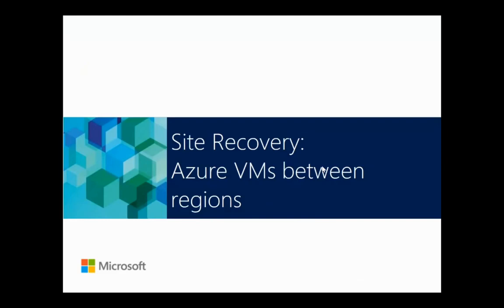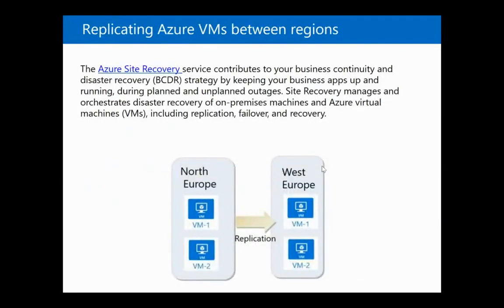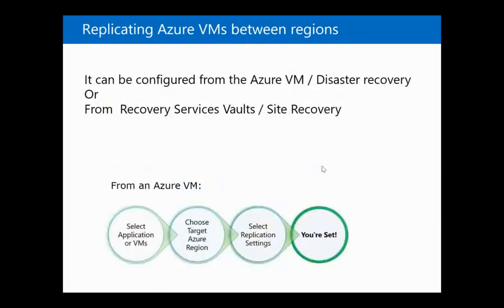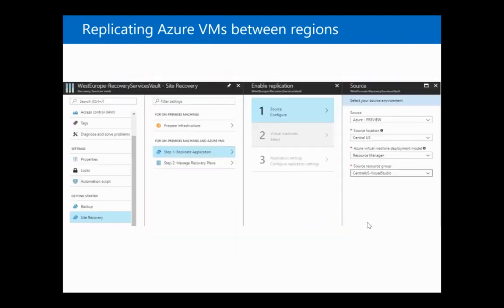Then site recovery between Azure virtual machines from one region to another region. It is pretty straightforward. From the Azure virtual machine, we need to select the applications or VM, select the target, select the replication settings, and you are set. We will do it in a while. For this as well, we will do a demo for everyone. Because there is some problem with sharing, I don't want to stop sharing now. Once this is done, I will share my complete screen again, and then we will do a demo across all.